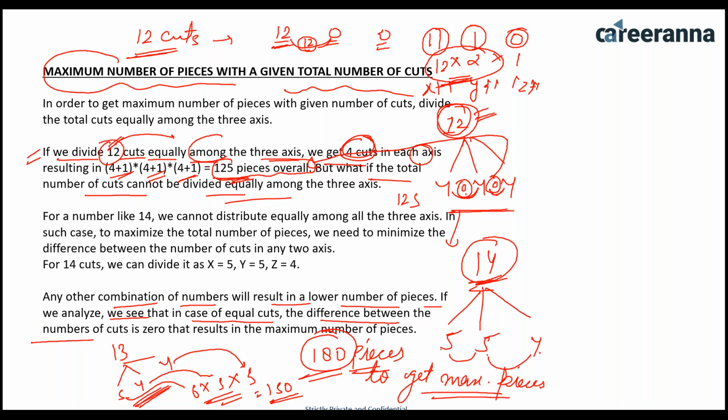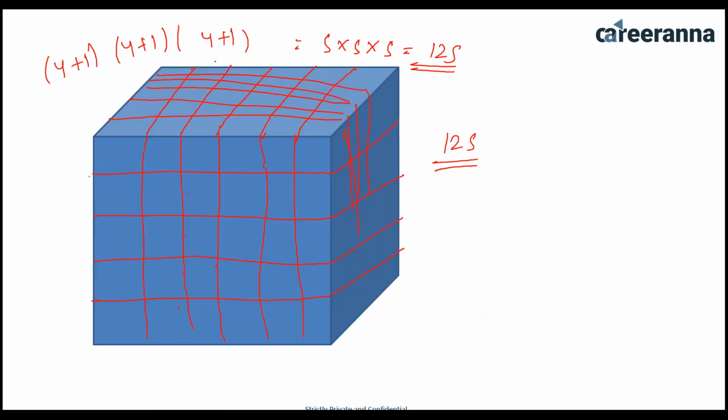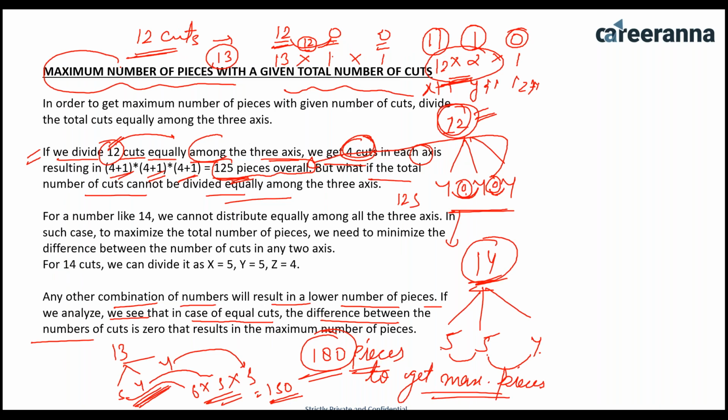Is it clear? So the number of pieces will be 12 plus 1, 13, 0 plus 1, 1, 0 plus 1, 1. I have to multiply this and it will give you 13 pieces. I told you that in one direction, if you make n cuts, the number of pieces will be n plus 1. So similarly, if I make 12 cuts, n plus 1 will be 13. Is it clear to everyone? Any doubt till now?